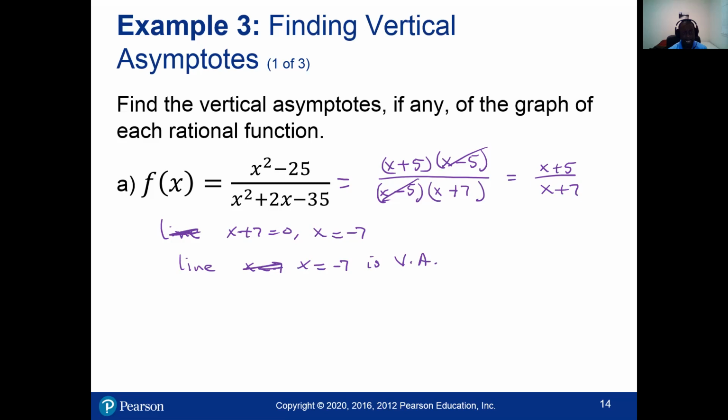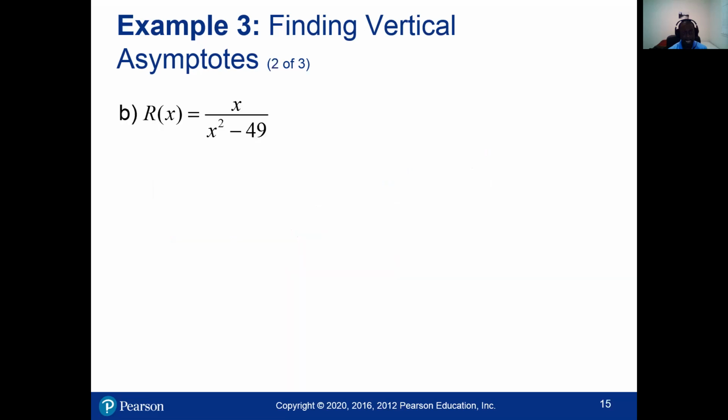Okay, now another example. We have to always factor first. So you get x over, that's the first thing. This would be x squared minus 49, which is a difference of 2 squares. So that would be (x plus 7)(x minus 7).